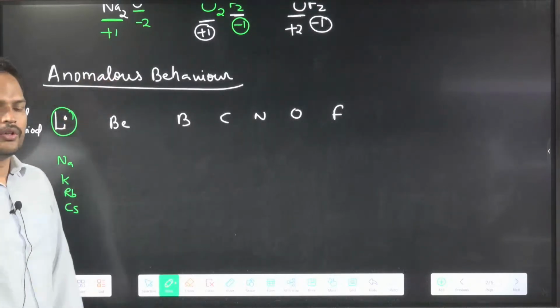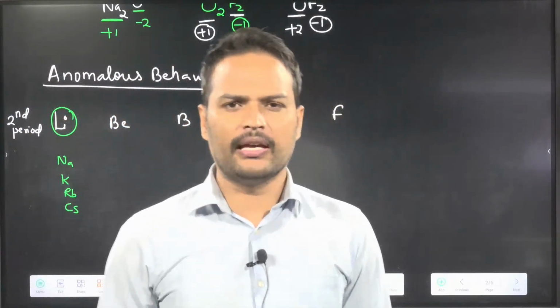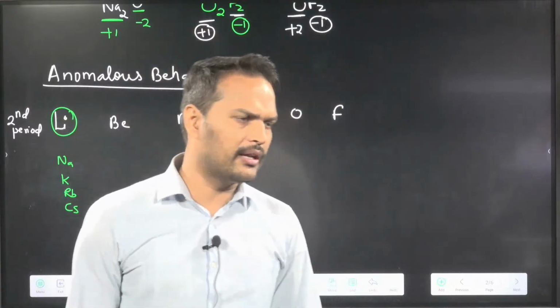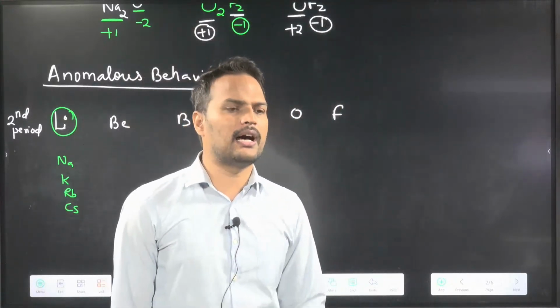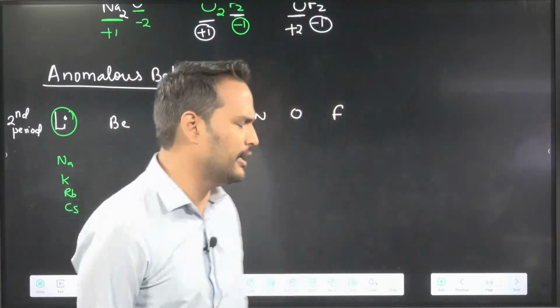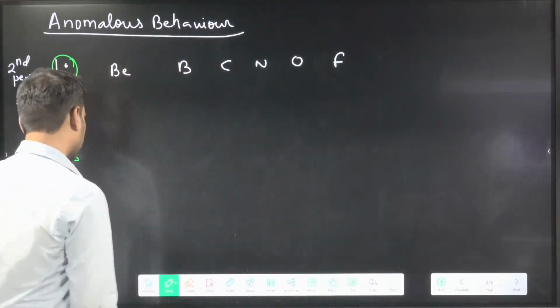Different. So this one is only known as anomalous behavior. Second period elements have anomalous behavior. Their properties are different from the rest of the elements in their group. Is this point clear? ठीक है ना?